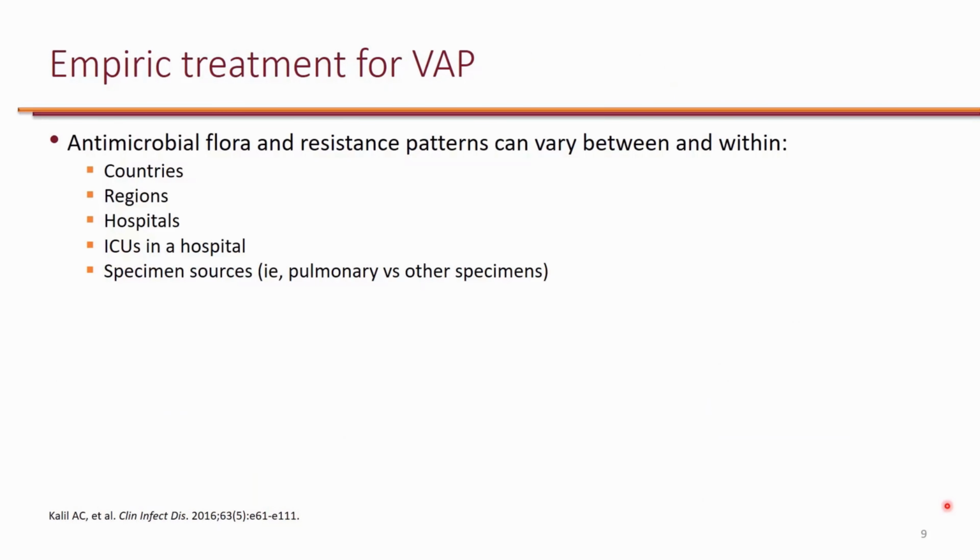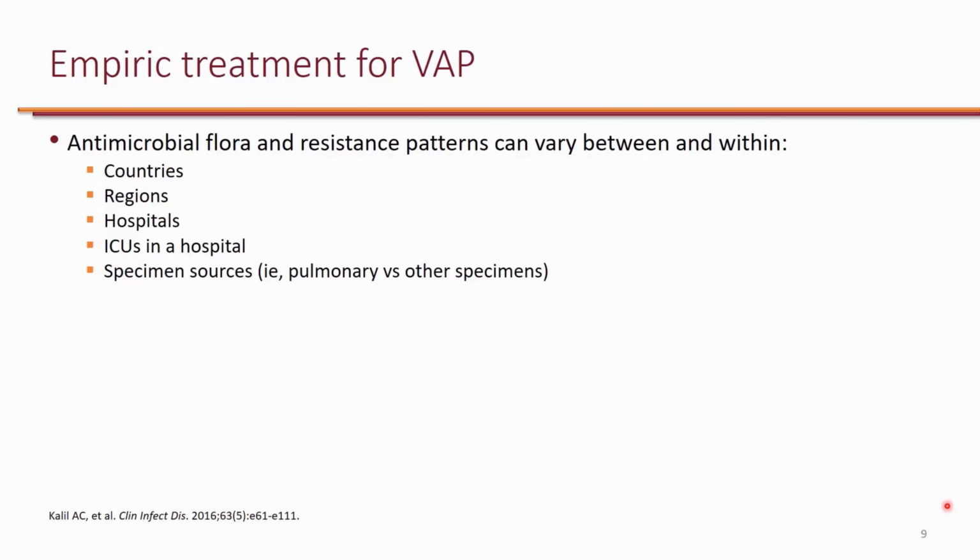Because VAP is caused by drug resistant organisms, it is extremely important to be aware of drug resistance variations. These variations in resistance patterns can occur at the country level, so different countries have different patterns. Within regions, so different cities or different parts of a large city may have different patterns, as well as hospitals. Different hospitals can have different patterns of resistance. Even within a single institution or single hospital, different ICUs can have different resistance patterns.